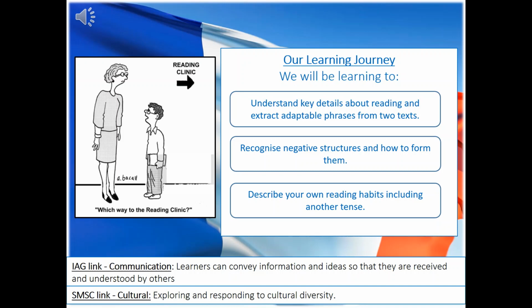Okay, yes, and we're carrying on with the topic of hobbies and pastimes. Now we're going to be looking at reading. So for our learning journey, you'll be able to understand key details about reading and extract adaptive phrases from two different texts. We will look at native structures, different versions of them, and how to form them. And then finally, you'll be able to describe your own reading habits, including another tense.